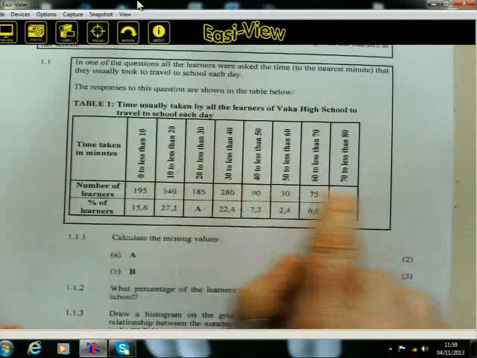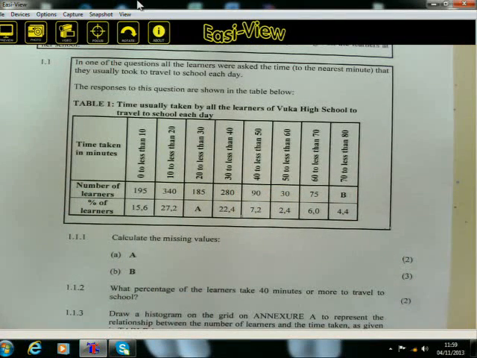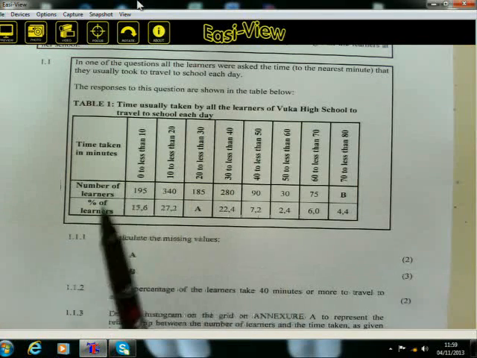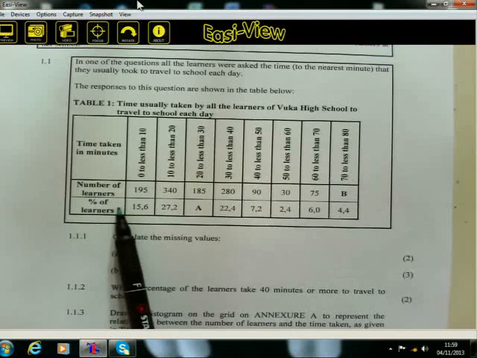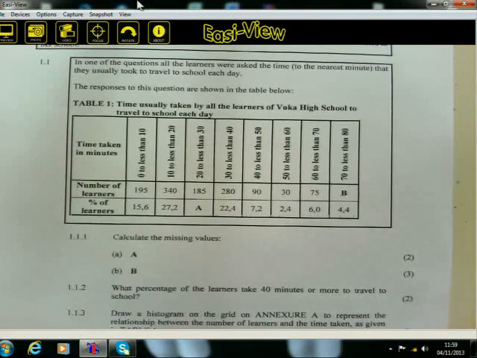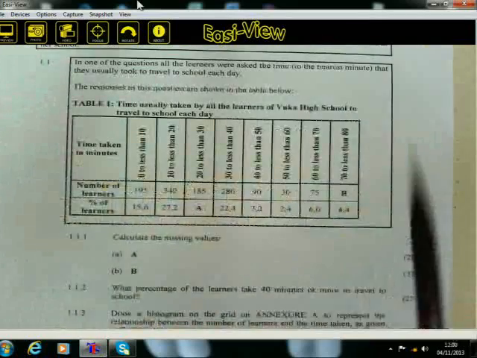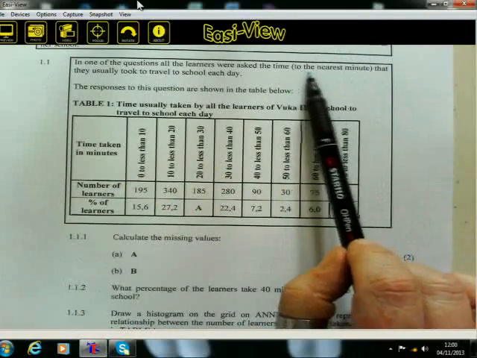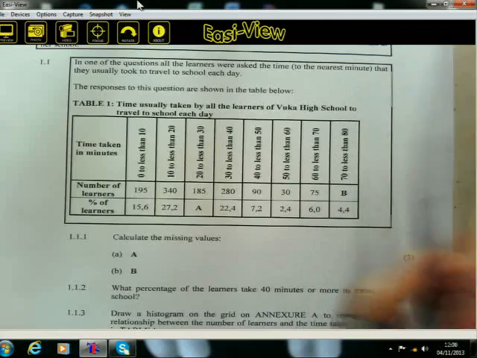In this row, we're going to every time tell you the number of learners that is taking that specific amount of time. And then we are going to take that number of learners and we are going to express this as a percentage of learners.